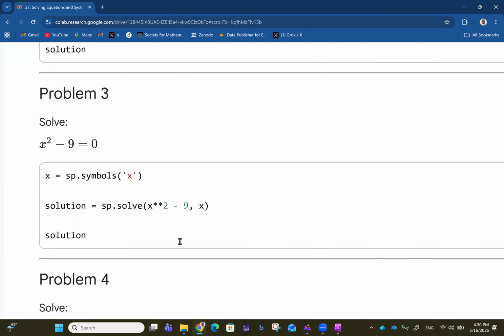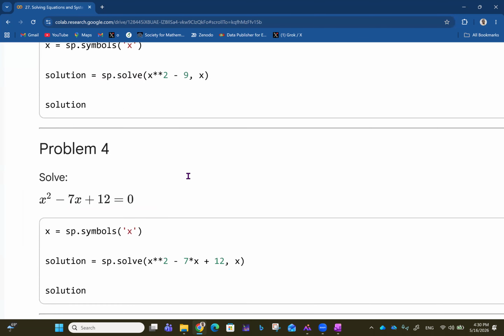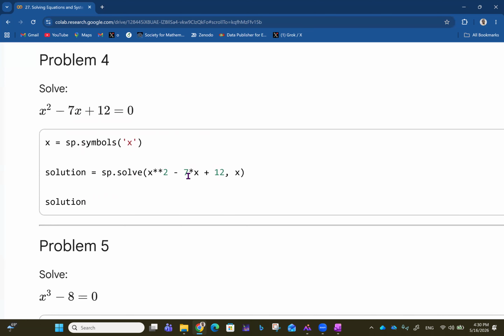Then for problem 3, you have x squared minus 9 equals 0. This is the setup for that. And you just copy, paste, run, you get it. Then problem 4, x squared minus 7x plus 12. Here you're solving. Of course, the answers will be 3 and 4 most likely, and you'll be fine.